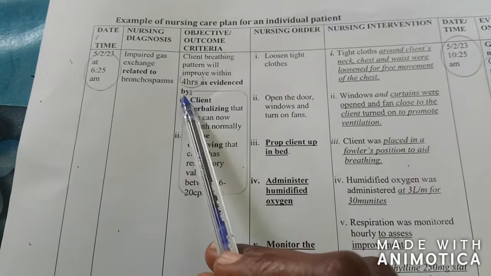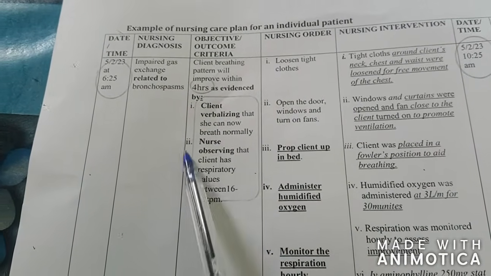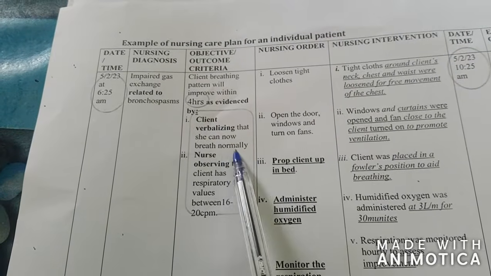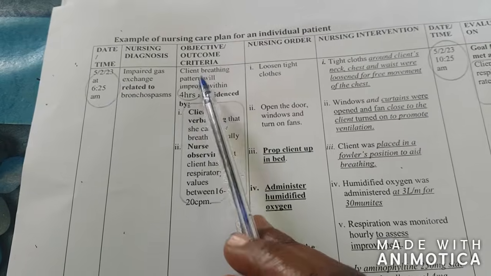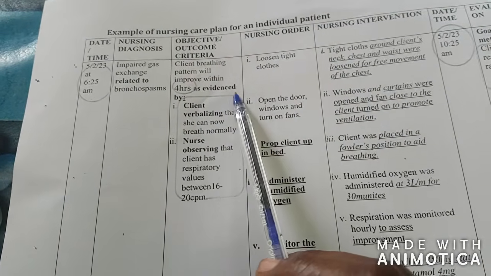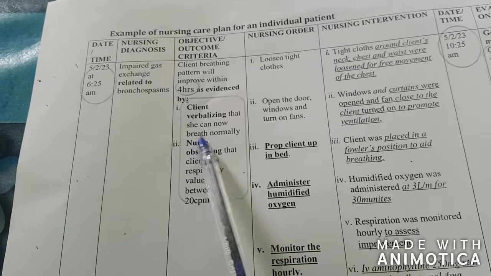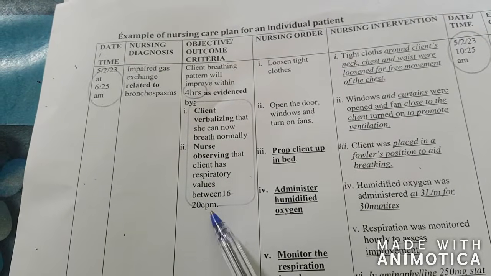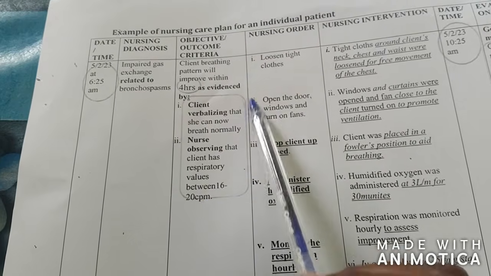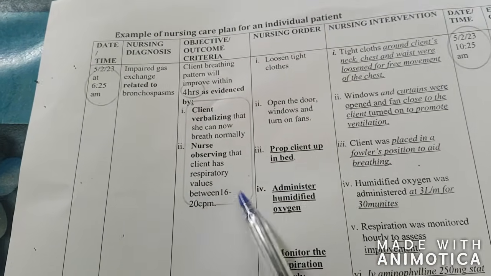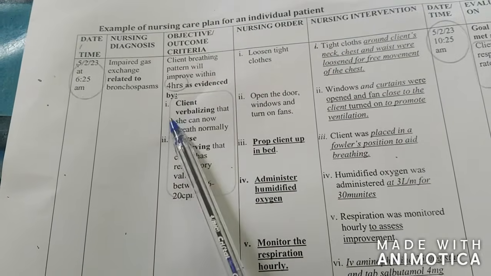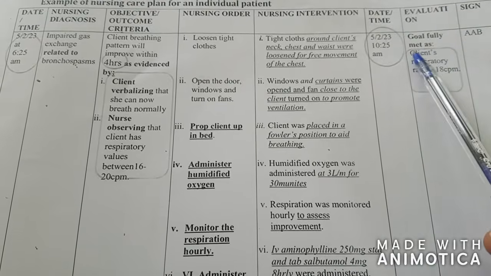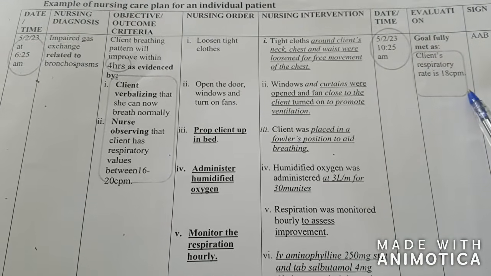So then we have another thing to look at. You have this shape, a rectangle. This is the objective, this is the outcome criteria. So we say that when the goal is achieved, it will be evidenced by client verbalizing that she can now breathe normally, nurse observing that client has respiratory values between 16 and 20 cycles per minute. So this is what we use to tell if the goal is achieved. This same shape is here, but shorter, so it looks more like a square, not a rectangle.